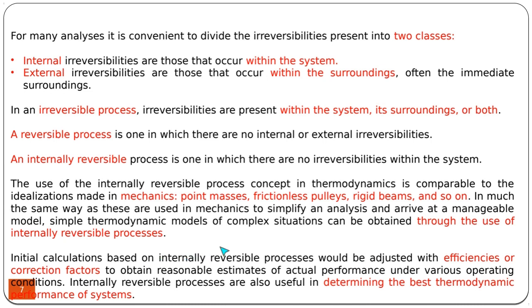So once we have a solution by the assumption of reversibility, without the existence of irreversibilities, we can use some factors called efficiencies or correction factors to estimate the actual performance of a system. So we start with the highest possible efficiency calculation, assuming that the system is completely reversible, then we can define some factors called efficiency or correction factors to determine the actual performance of the system.